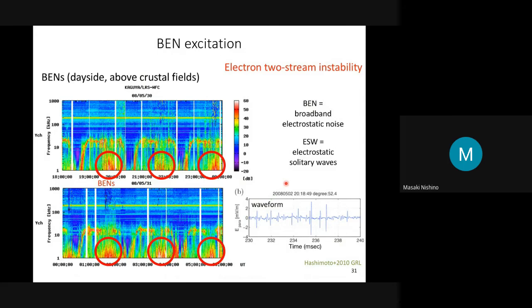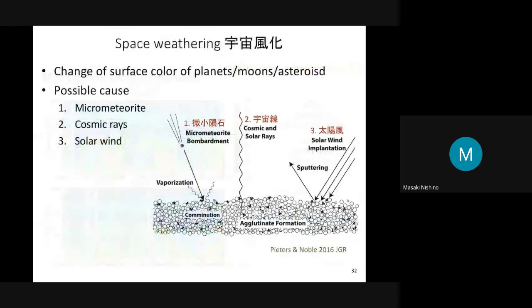Physically speaking, these electrostatic solitary wave structures are due to a kind of electron two-stream instability. So one idea is that incident electrons and backscattered electrons above the strong crustal magnetic field make this kind of two-stream instability. It's a kind of beam instability.